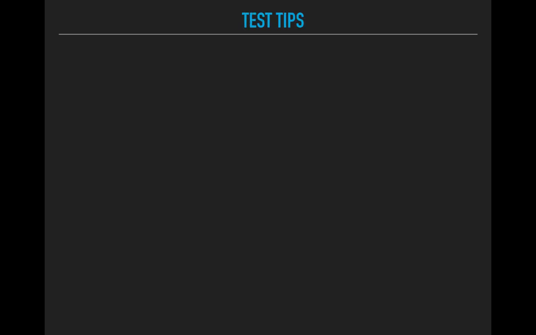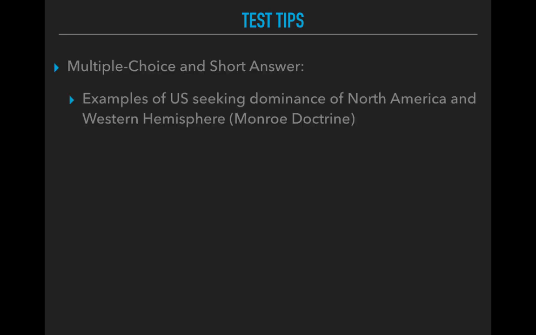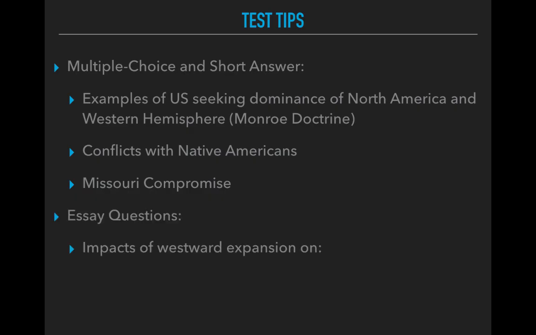Okay, let's go over some test tips for you for multiple choice and short answer. Be able to identify and explain examples of U.S. seeking dominance in North America and the Western Hemisphere, the Monroe Doctrine, and the removal of Native Americans as well. Conflicts with Native Americans, be able to identify and describe one or two of them. The Missouri Compromise, absolutely know all 3 parts and that it was a temporary solution. And for essay questions, what were the impacts of westward expansion on natives and on tensions between the North and the South, which of course would include slavery.